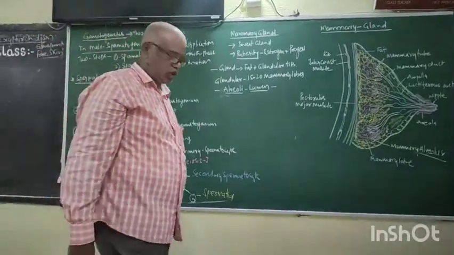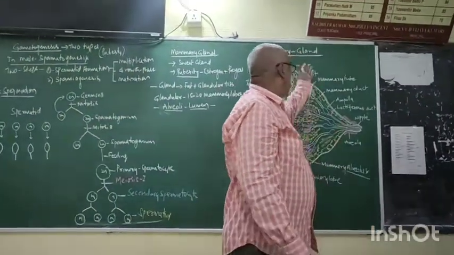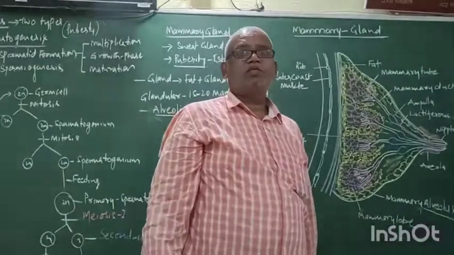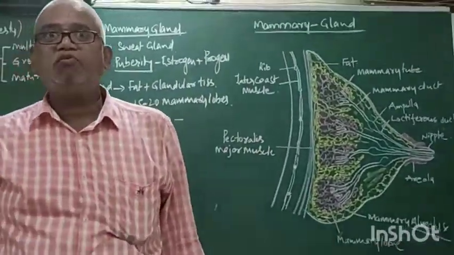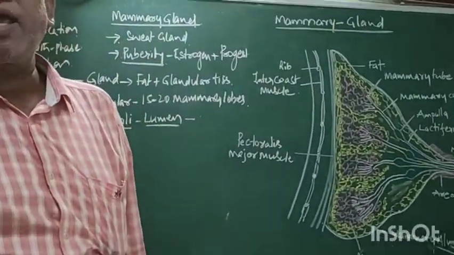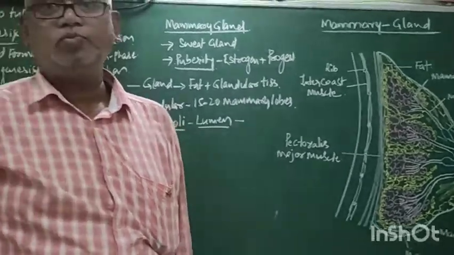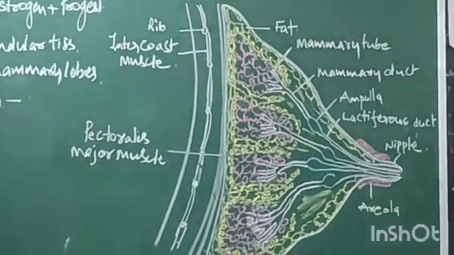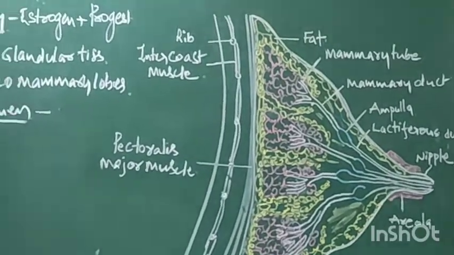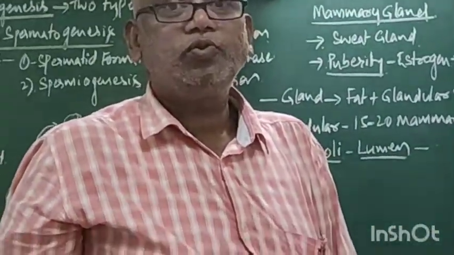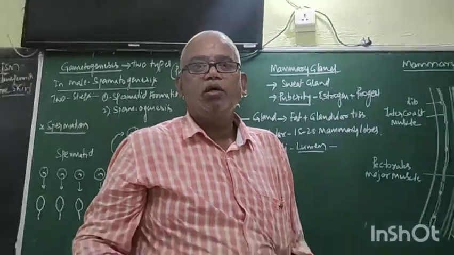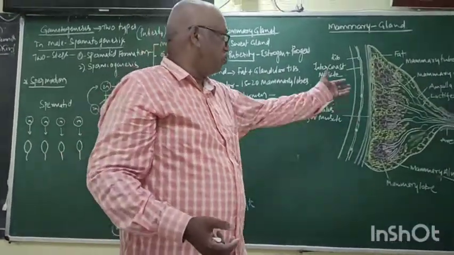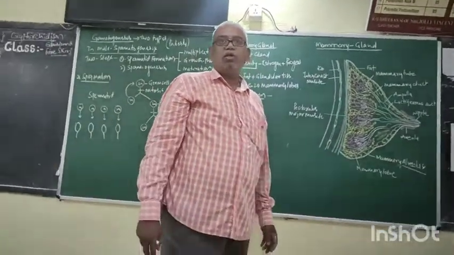Right. Now, mammary glands. The presence of mammary glands is the character of mammals. The mother gives nourishment to the newborn baby by milk. That milk is produced by mammary glands.